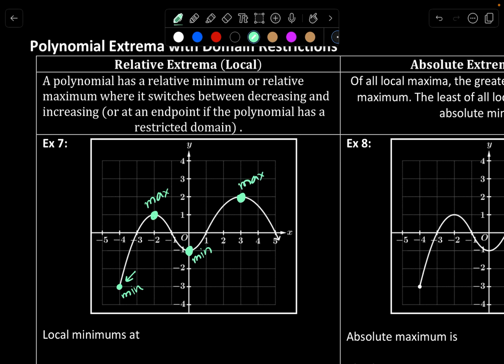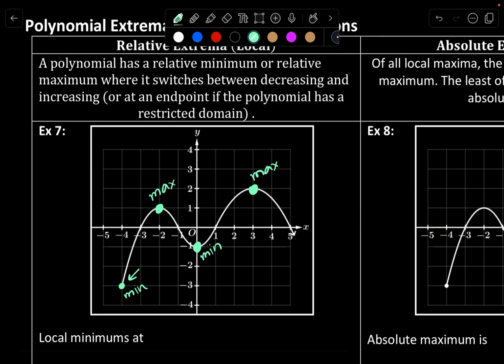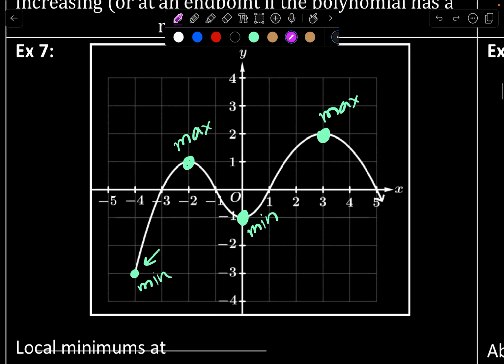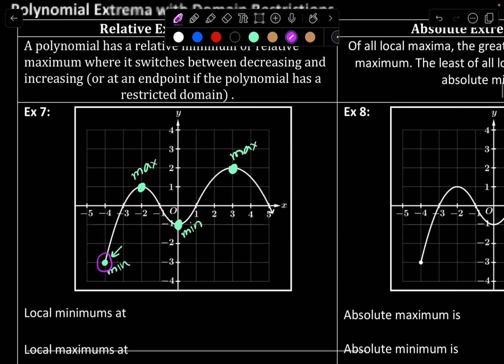Had the domain not been restricted on the left side, the function would continue to -infinity or continue approaching -infinity. But because we have this restriction, we now have another point that is the lowest point locally in this area, so we can call that another relative extrema.